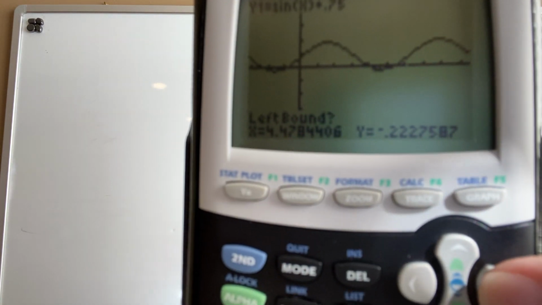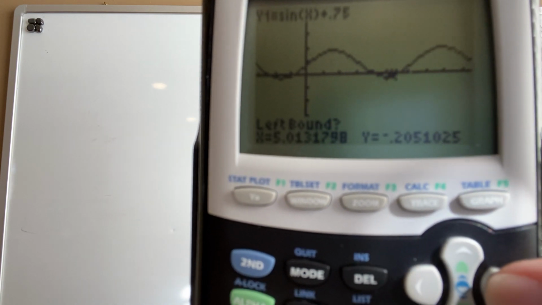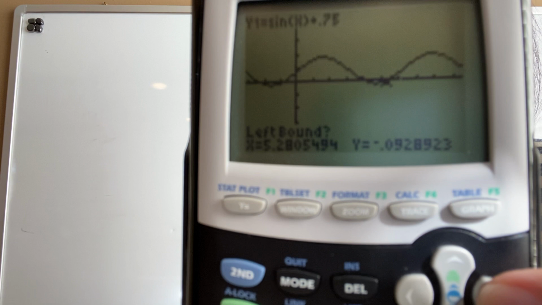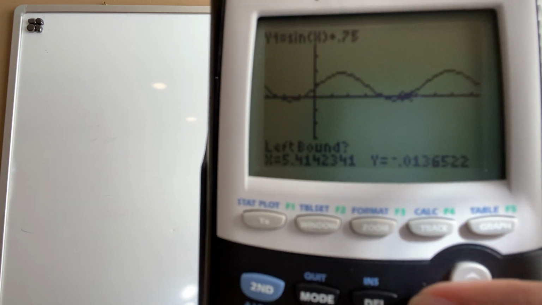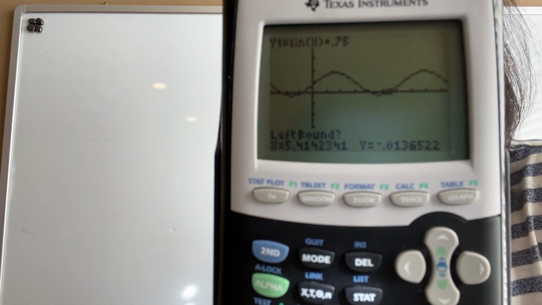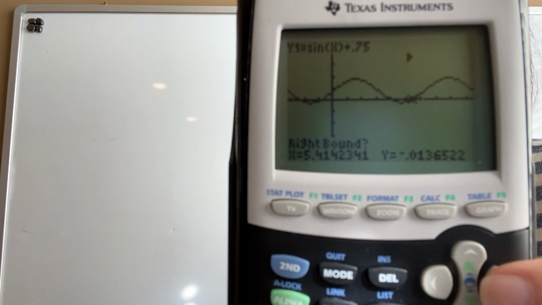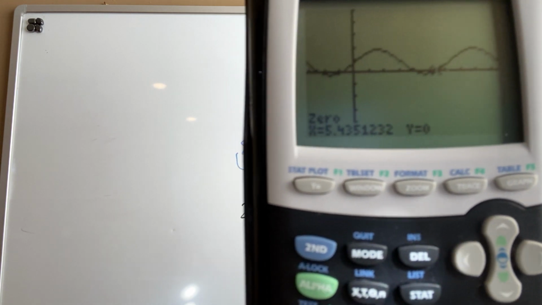Now I'm watching. See, the y is negative. I'm looking for it to change to be positive. Okay, left bound is negative because remember we go left to right. All right, so then enter, and that's the answer.